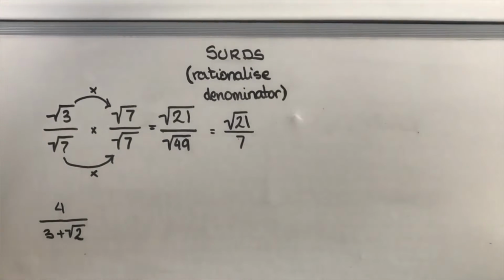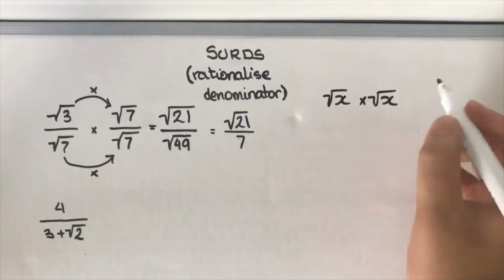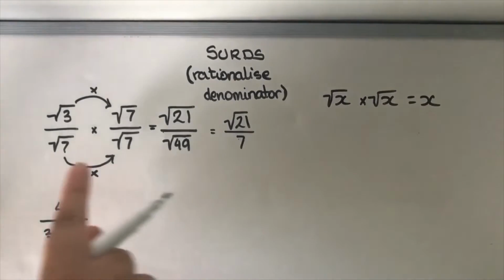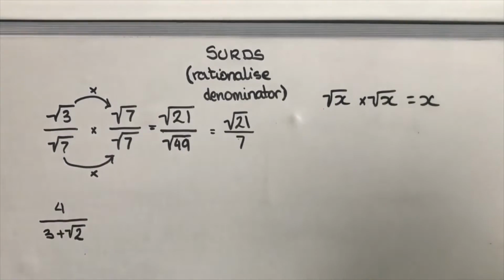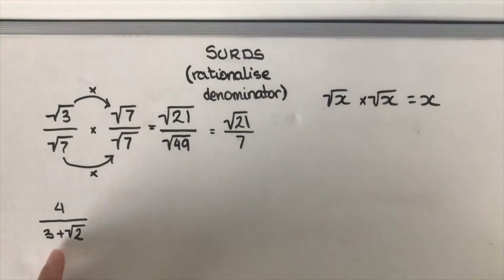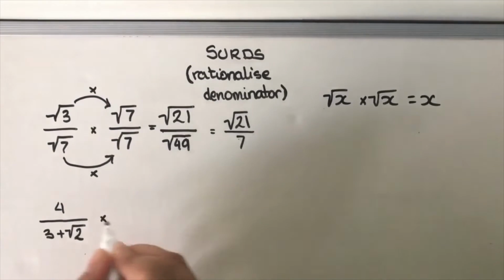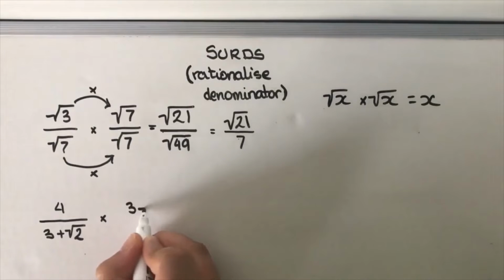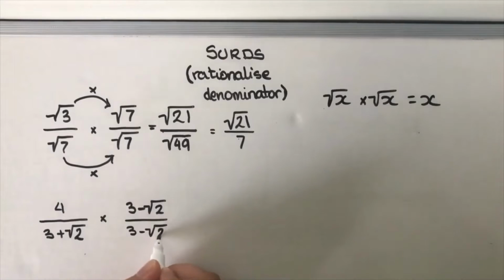Now, one thing to keep in mind is that if you times the same root by itself, you actually get the number that's inside of the root. And we see that happening here. Root 7 times root 7 gave us 7. Moving on, let's look at this fraction. This is slightly more complicated as it's binomial. And we need to remember that if it has a plus here between the surd and another number, we switch it around. So in this case, it will become plus to a minus. That means we get 4 times 3 minus root 2 over 3 minus root 2.